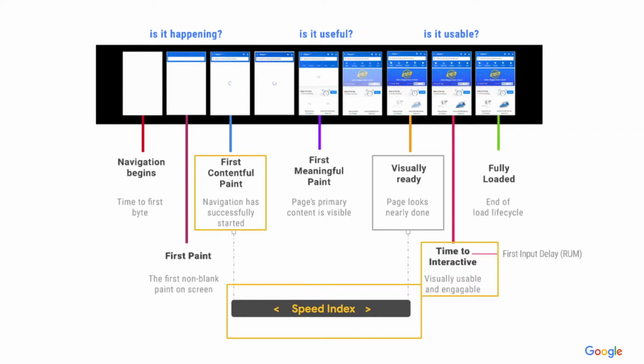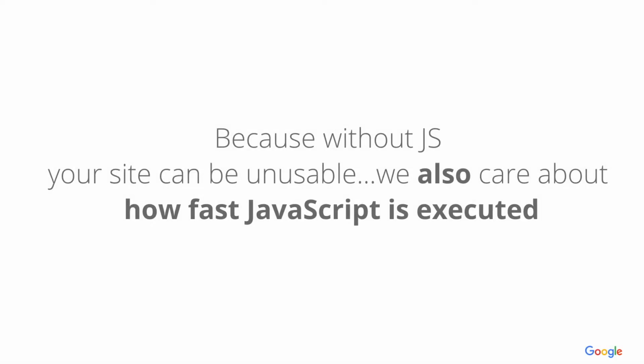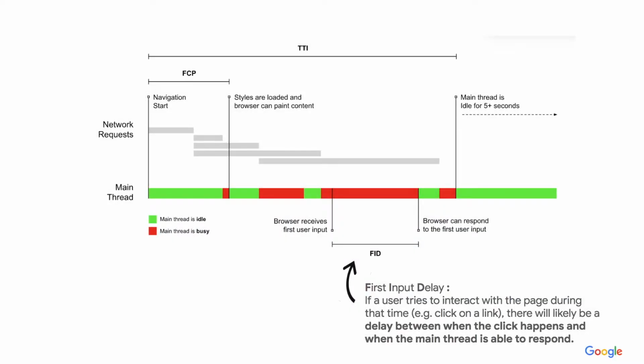And then the other metric that I really like is the time to interactive. Basically, the time to interactive gives you the information of when all your JavaScript is actually loaded and when the user can use the website without any lag. It's an important metric because without JavaScript, your site can be unusable. And we also care about how fast the JavaScript is executed. We don't only care about how fast visually your website is loaded. So that's why we also have this metric.